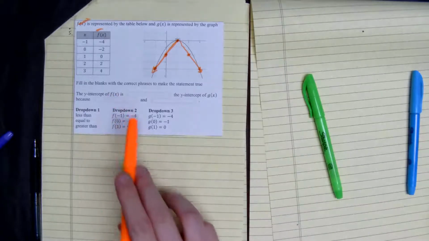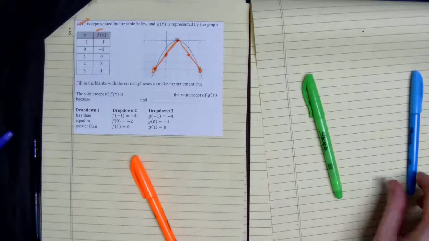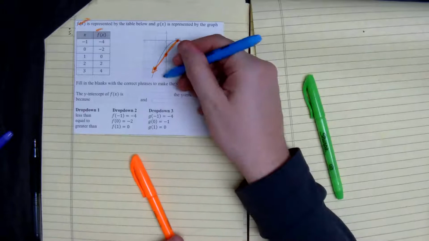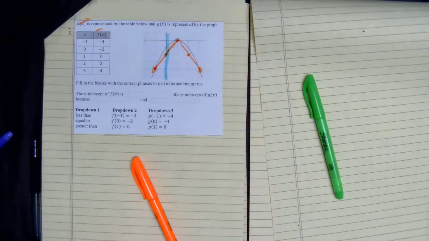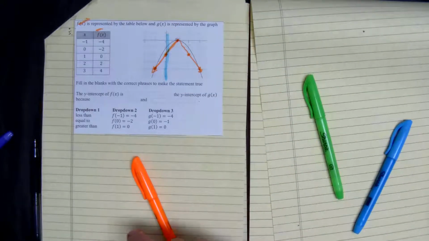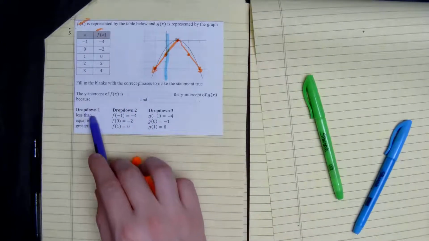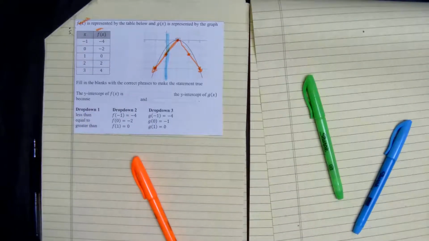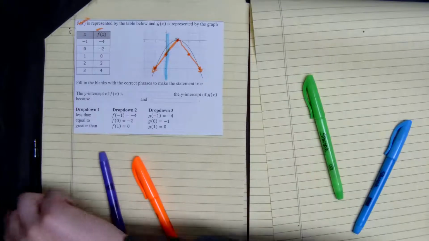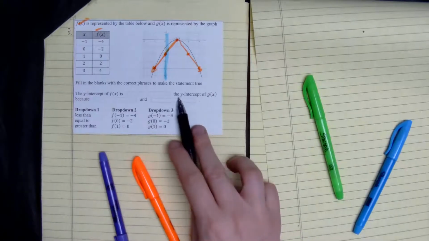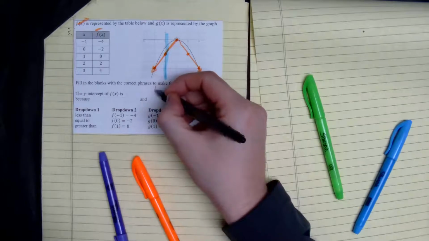So the y-intercept of f of x. So we graphed f of x. So the y-intercept would be something that crosses here. So the y-intercept of f of x is going to be less than, equal to, or greater than blank. So let's see how it works. Let's just skip this and come back to it.